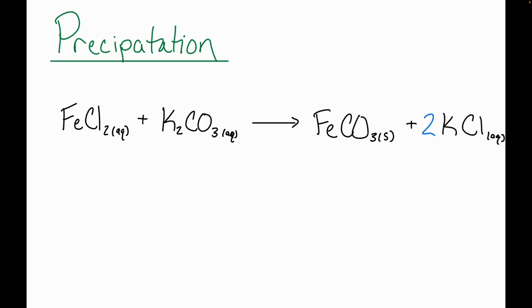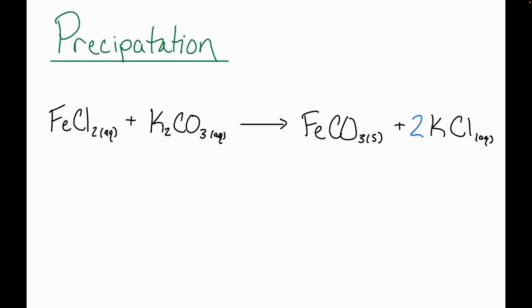And we discussed this type of reaction at length. This was one where we could actually predict the products of this reaction. Given just our reactants here, we could say that solid iron 2 carbonate is going to form based on that solubility chart that we had, right? So when we were learning about chemical reactions, this was one that we learned how to predict the products of.